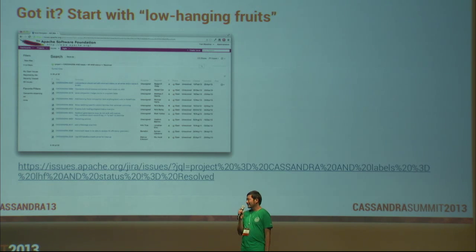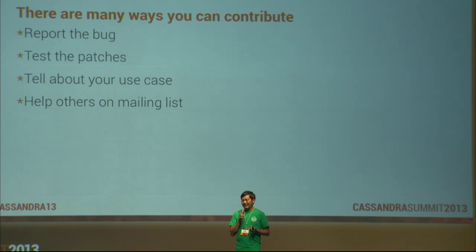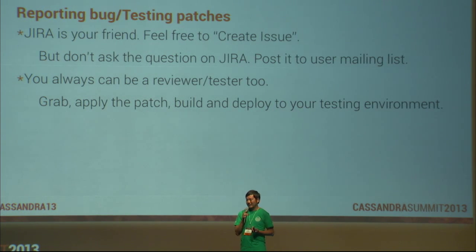So far, I talked about the Cassandra contributing guide for programmers, but there's a lot of things you can do if you don't like to program. Things like bug reporting: you can use Jira to create an issue. Anybody can be a reviewer or tester. It is not an exclusive committer club, so feel free to contribute. Feel free to grab the patch and test it in your environment.